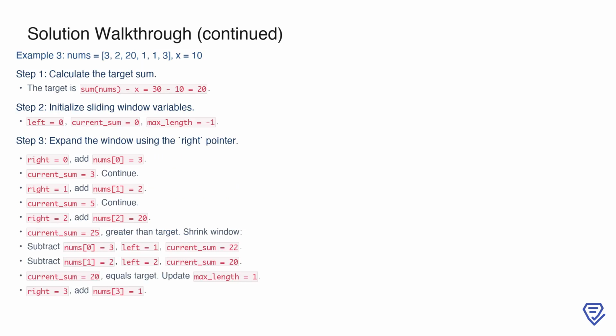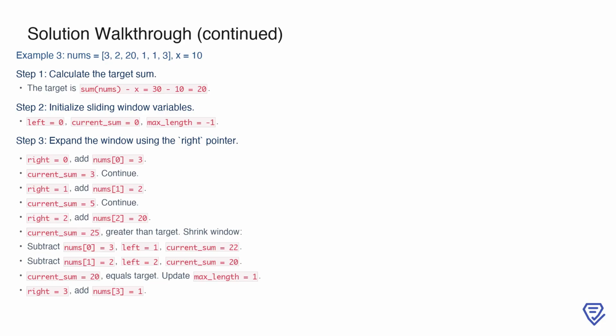For this third example, nums is [3, 2, 20, 1, 1, 3], and x is 10. We calculate the target sum as the total sum of nums, 30, minus x, which gives 20. Moving forward, we initialize the sliding window variables. Left is 0, current_sum is 0, and max_length is -1. Using the right pointer, we expand the window to explore subarrays.